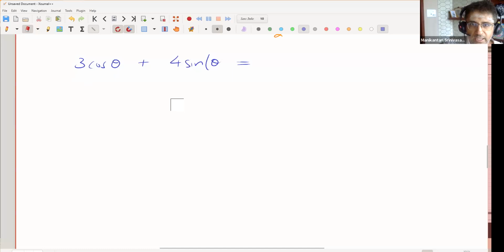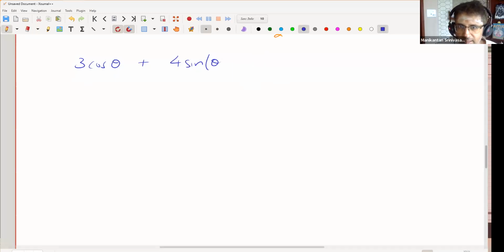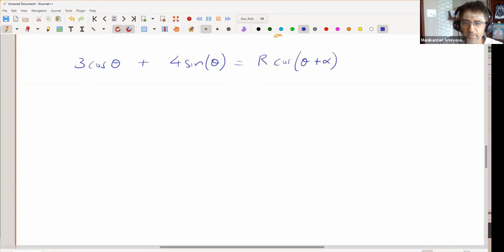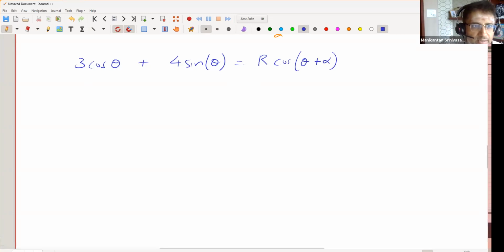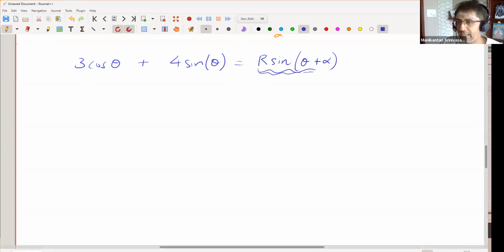The way we do this is, we can write this as r times cos of theta plus alpha, or r of sine of theta plus alpha, either way. In fact, I'll write sine of theta plus alpha. We can do both. Suppose I'm able to write it as r sine of theta plus alpha, then I can say the maximum value it will take will be r, and the minimum value will be minus r, because it's just a magnitude r multiplying a sine. Correct? You're with me?